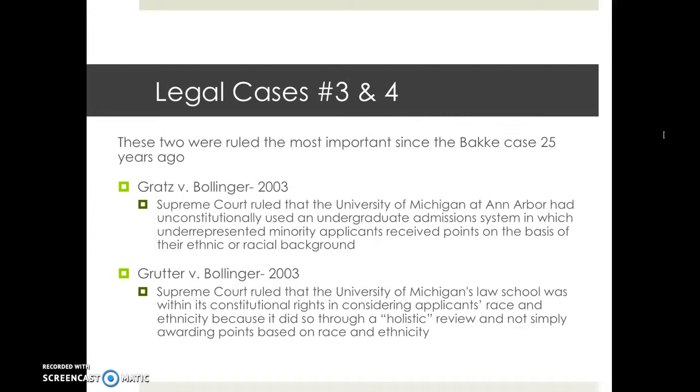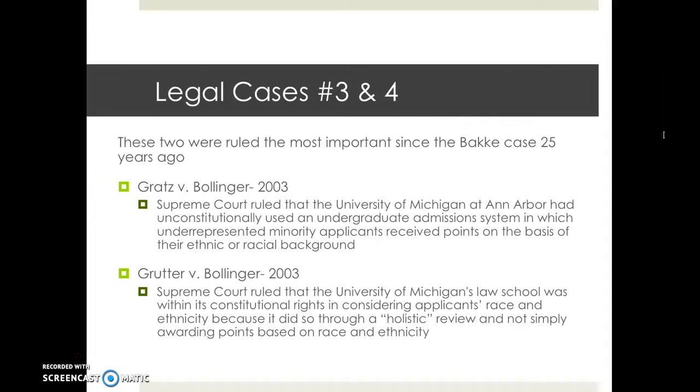The Supreme Court reasoned that the point system, assigning points based on outward characteristics, treated applicants in a manner that prized their race over their individual accomplishments, and that the failure of the university to treat applicants as individuals constituted a violation of the 14th Amendment.